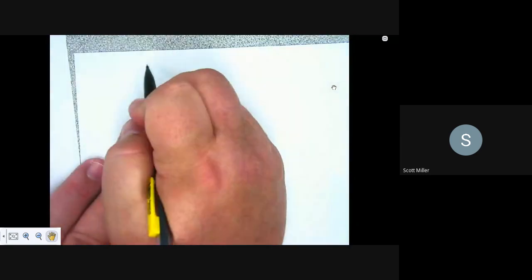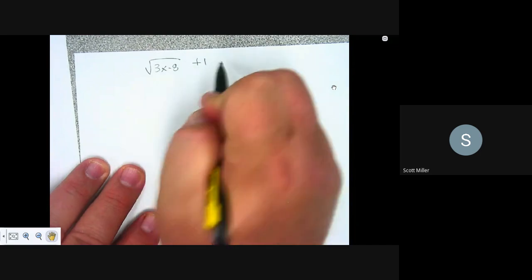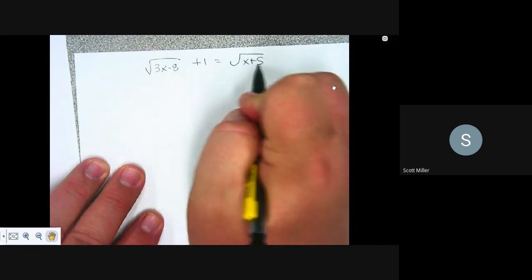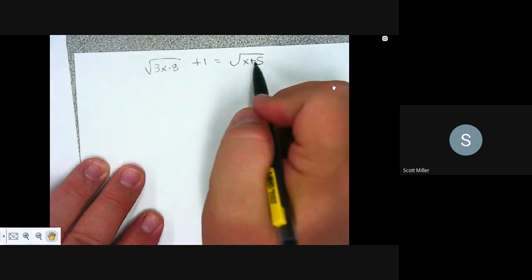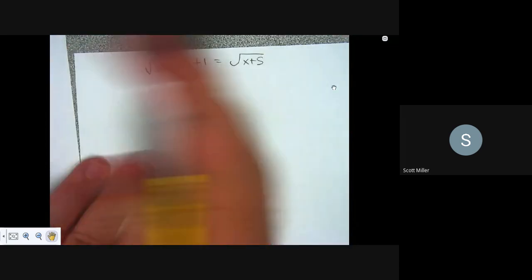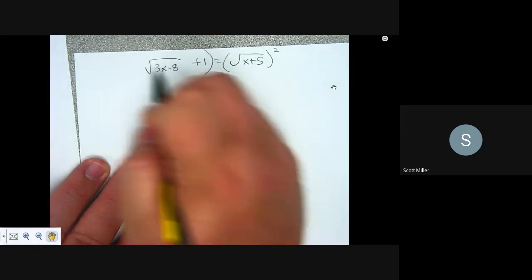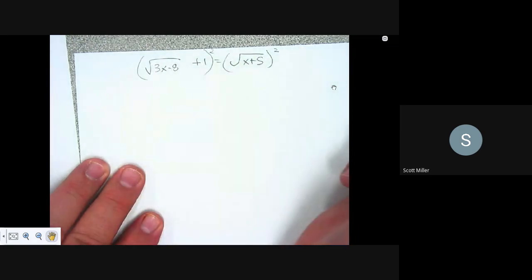So let's get a piece of paper here. I'll take it through a couple of steps. We had this problem right here. Let me just write it out again. The square root of 3x minus 8 plus 1 equals the square root of x plus 5. This one's already isolated, so we don't need to isolate anymore. If you had more than one, you need to have them on different sides of the equation, which they already are. I'm going to square this side and this side. Notice it's the whole side.